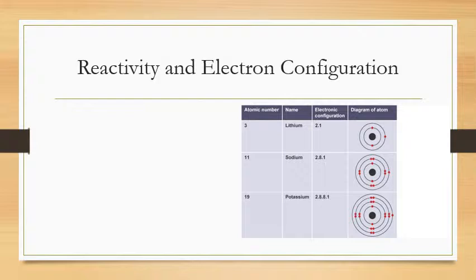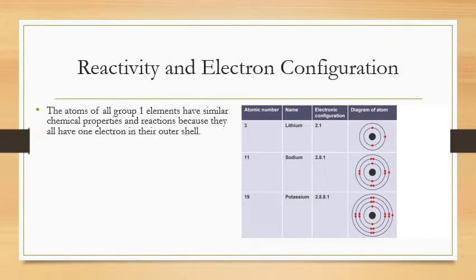They also form ionic compounds, which we've already looked at when we looked at ionic bonding. Okay, and this chemical property is because they have this one outer electron. That's why they behave similarly, okay, in terms of the chemical properties. Because they all have one electron in the shell.